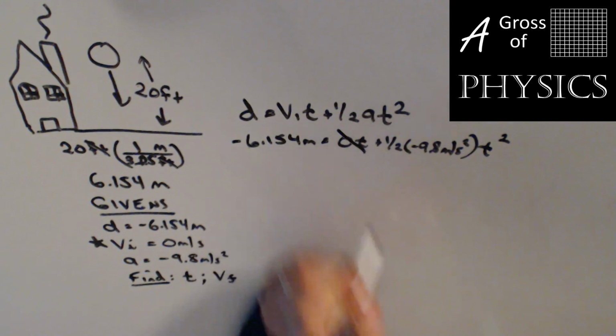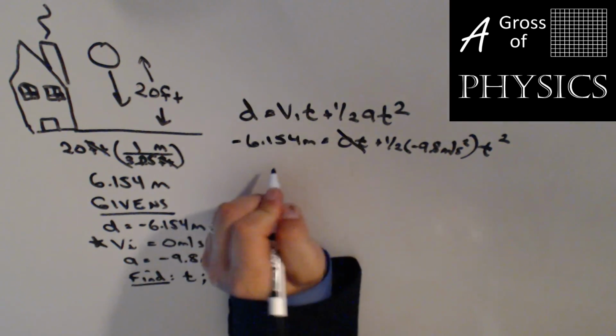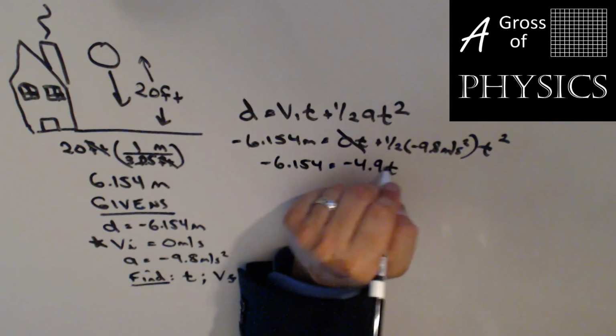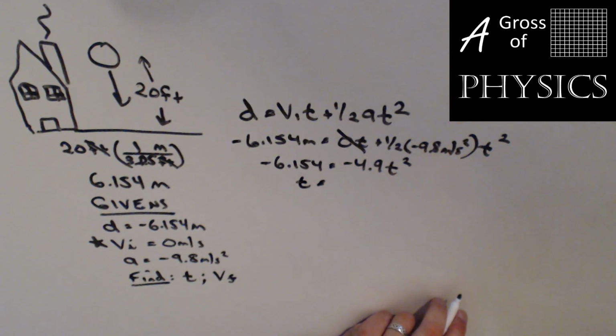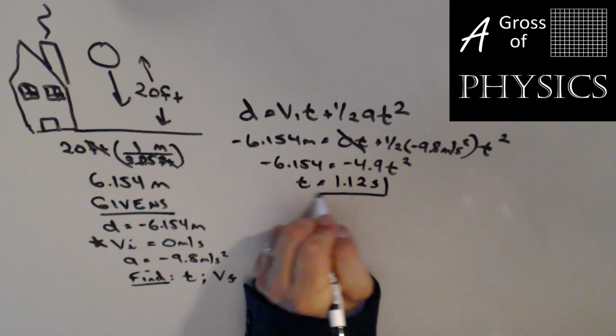Okay, this term cancels. We have negative 6.154 equals negative 4.9 t squared, and we could solve for t. I have the number still in my calculator, so I'm going to divide that by 4.9 since the negative signs will cancel. I have 1.255, which will be a choice because I forgot to take the square root, and I'll get 1.12 for my t when I do the square root.